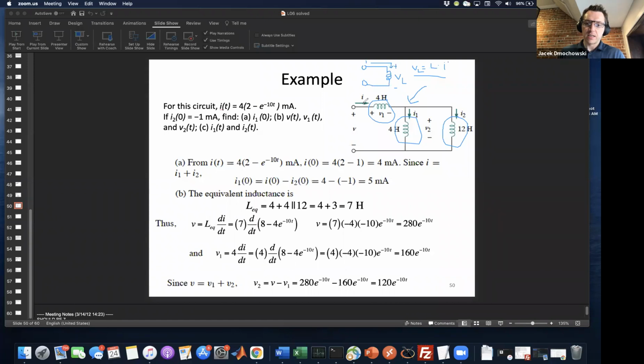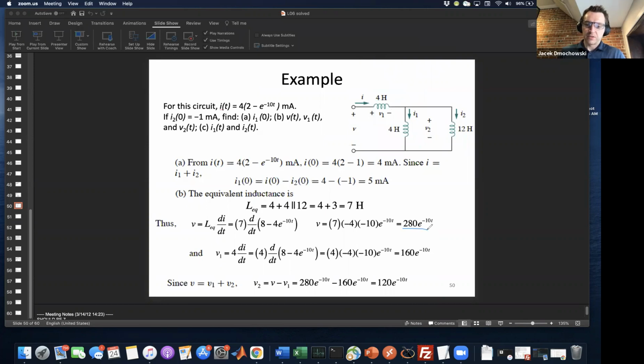otherwise you're not solving for the voltage between this terminal and this terminal. Because between these two terminals, you have a bank of inductors and not just a single one. Hopefully that makes sense. All right, so now we've solved, okay, good.